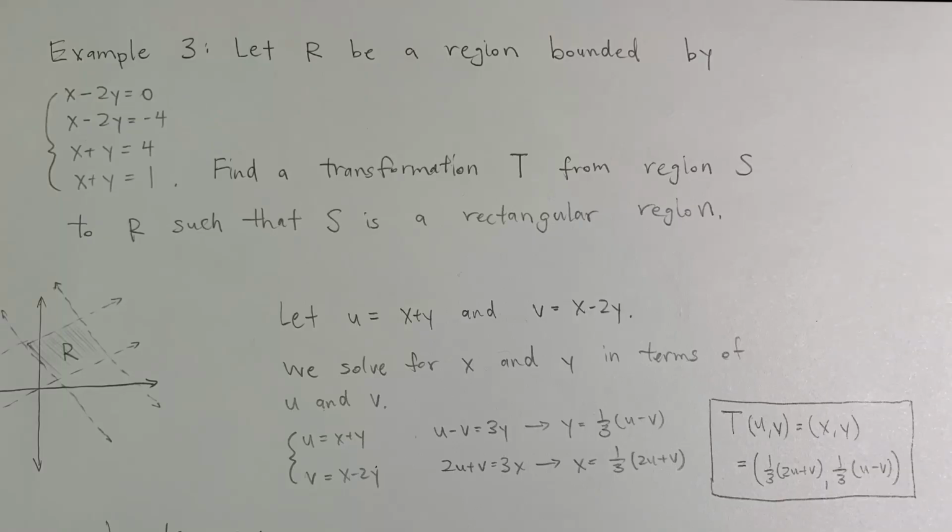Alright, let's go through it. So what we essentially want to do is find x and y that are both functions of u and v, such that u and v form a rectangular region. So the easiest way to do this is to let u equal x plus y and let v equal x minus 2y.